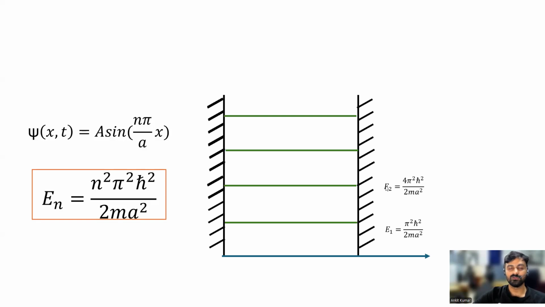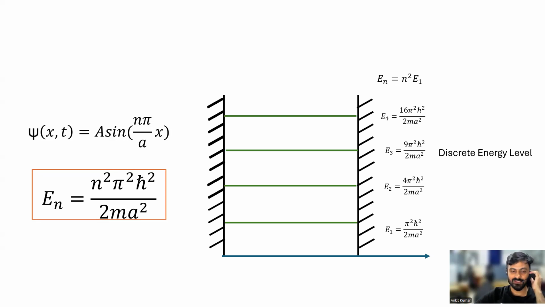E2, when n equals 2, is called the first excited state. E3 is called the second excited state. E4 is called the third excited state. And you can generalize the energy diagram as En equals n square into E1, where n equals 1, 2, 3, and so on and so forth. So this is basically the discrete energy level in quantum mechanics, right? Till now we have calculated the discrete energy levels of the particle in a 1D box, where the motion of the particle is confined along the x direction only.